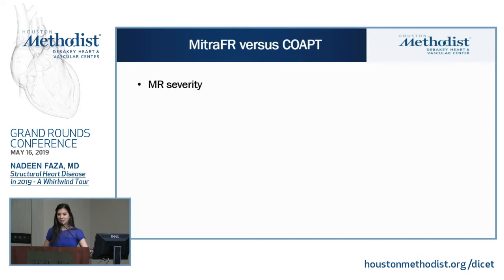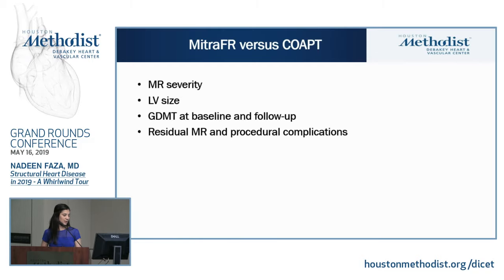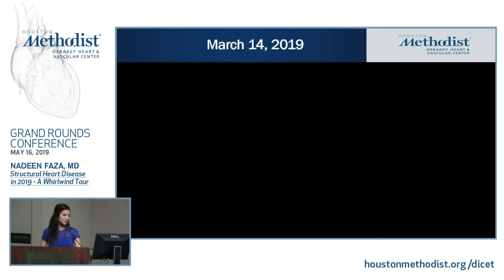So how do you compare the MITRA-FR versus the COAPT? And I was very happy that Dr. Greg Stone was here not too long ago explaining this in detail, but just to touch on the main points. MR was more severe in the COAPT group versus the MITRA-FR group. The LV size was also larger in the MITRA-FR. So with the COAPT, we had patients who had smaller ventricles and more severe mitral regurgitation. The guideline-directed medical therapy at baseline and follow-up was more tightly controlled in the COAPT arm. And lastly, there was more significant residual MR in the MITRA-FR group and a higher degree of procedural complications in the MITRA-FR group as compared to the COAPT trial. All these can explain the differences in the outcomes of these two trials.